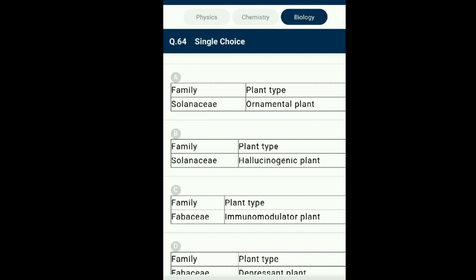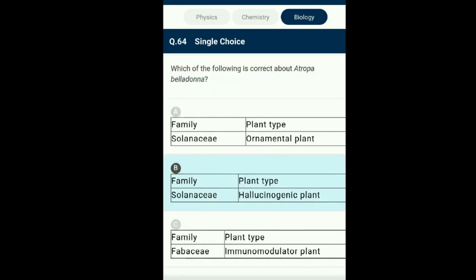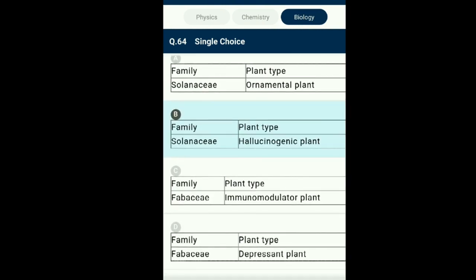Roses, daffodils, lilac, etc. are considered ornamental plants. Plant substances that stimulate or suppress a component of the immune system are said to be plant immunomodulators. So our answer for this question is option B. From the given four options, option B is correct about Atropa belladonna.